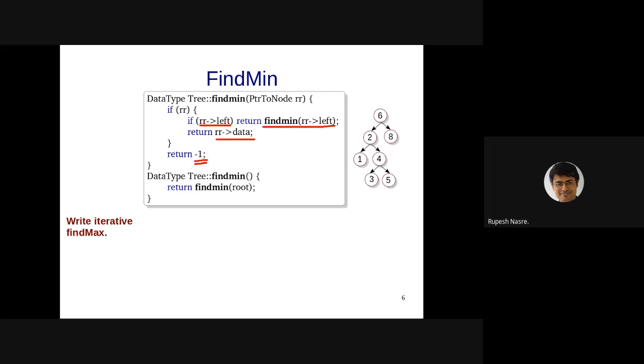Aniruddha has written find min: while true, PTR arrow left, return PTR. Okay, find max. Sure. So Aniruddha has said that it is always on the right hand side, so he has written the code accordingly. Naimisha says find max node: if RR arrow right, return find max RR arrow right, else return RR arrow data, similar to how find min is implemented, and in a recursive manner. Sure. Okay.